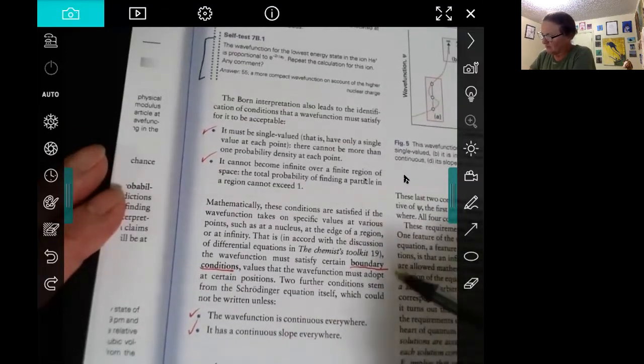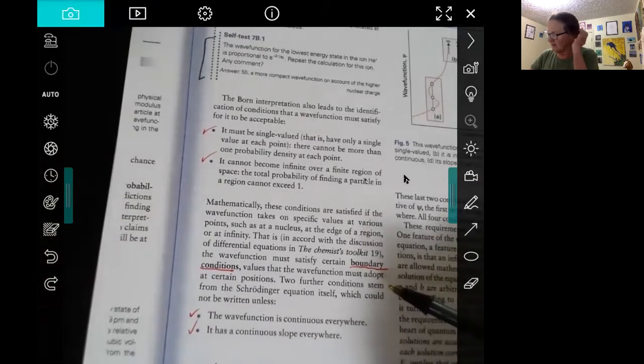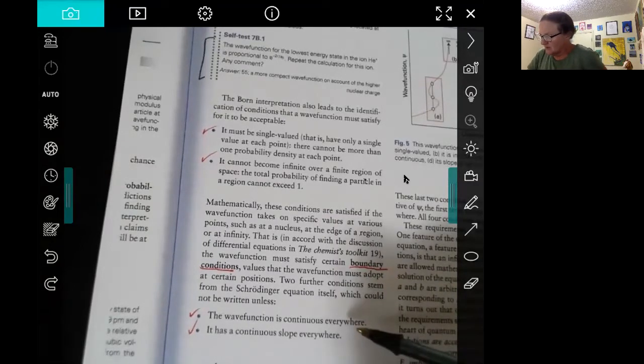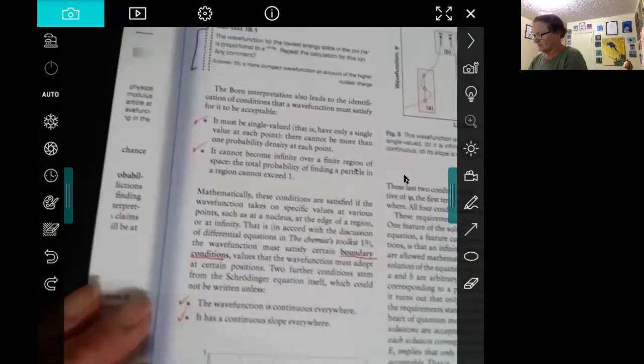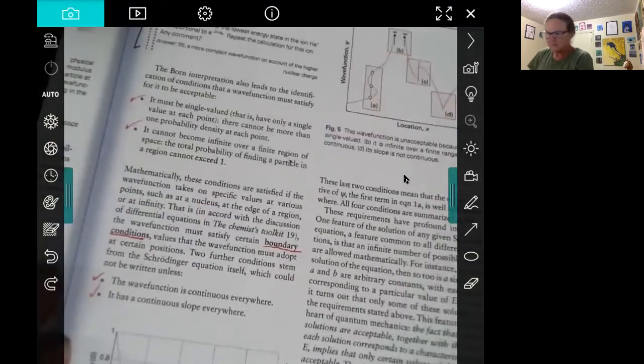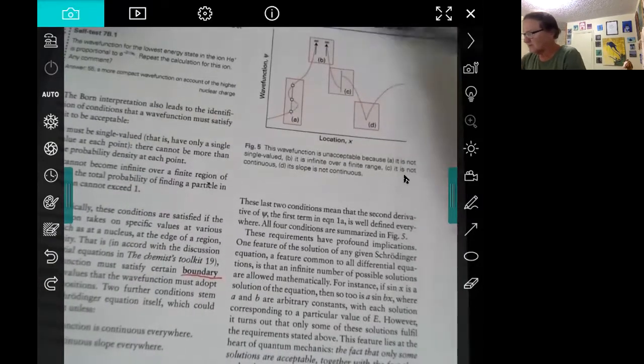So the boundary conditions we're going to find are the conditions of the wave function at different locations in space. The wave function is continuous everywhere. It has a continuous slope everywhere. Those are boundary conditions. So at these locations, it can't have places where it's discontinuous, and it also can't have an undefined slope. When you look at this picture, that helps you think about those.